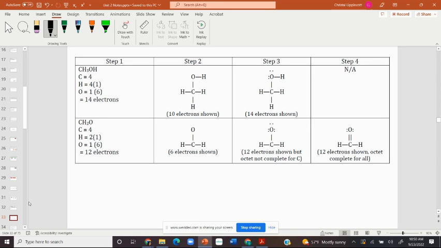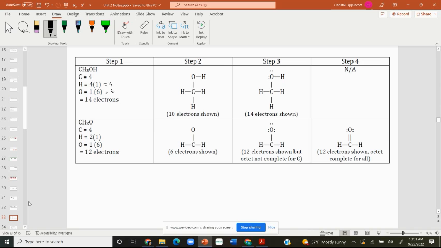So, step one, we are going to find how many valence electrons we have. For carbon, it has 4. For hydrogen, it has 1 each, times 4 of them is 4. And oxygen, there's 1 of those times the 6. So 6 plus 4 plus 4 is 14.